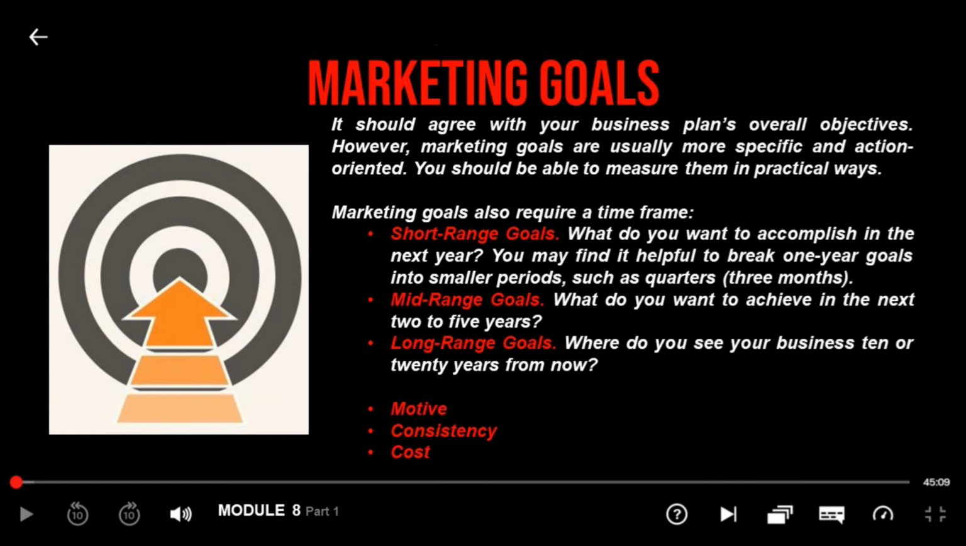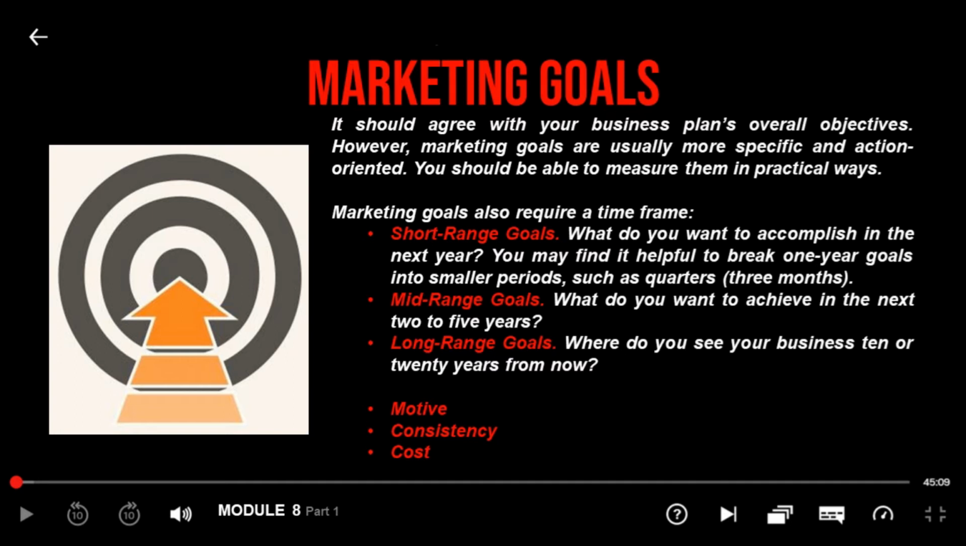First, let's define the marketing goals. When making a marketing plan, it should be unique because each business has its own marketing goals. Of course, when you make a marketing plan, it is necessary that you know what you want your business to accomplish. Your marketing goals should agree with your business plan's overall objectives. They should be more specific and action-oriented, and you should be able to measure them in practical ways. For example, if you want to increase your target market, you need to put a specific number or percentage you want to increase. You can also include the specific amount of sales or profit you want to reach.